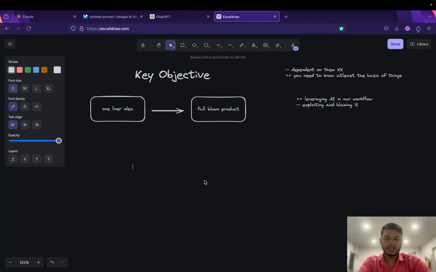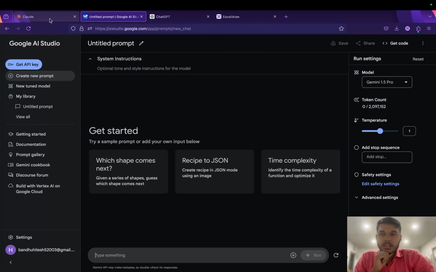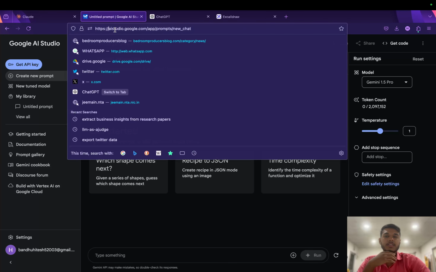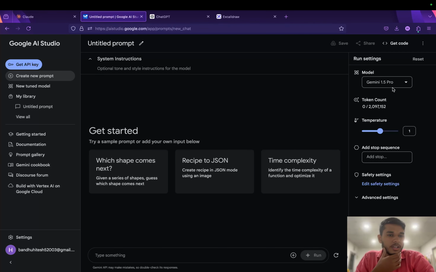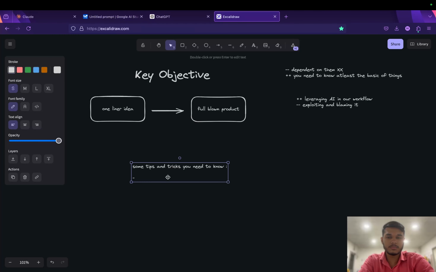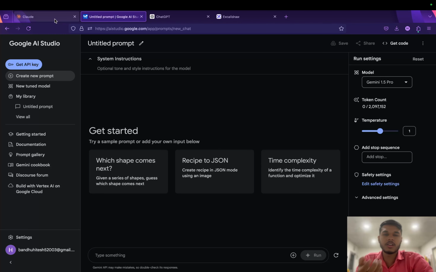Let me just write them out. Some tips and tricks you need to know. The main thing is there are a lot of LLMs. You can see I have ChatGPT. This is Gemini, the AI Studio from Google. You can sign up for free, and you also get these models for free. The API key is also free. I think there is a limit of 15 or 2 requests per minute, but that is a lot for development.